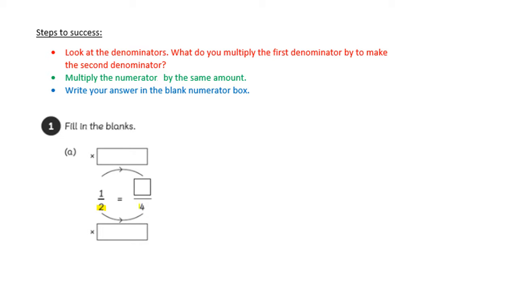We've got 2 and 4. What do you multiply the first denominator by to make the second denominator? So basically 2 times what is 4? Now we know that 2 times 2 is 4, okay? And if you've times the denominators by 2, you have to do the exact same thing to the top numbers. So we then have to do 1 times 2 as well, and 1 times 2 is 2. So that means that 1/2 is equivalent to 2/4.